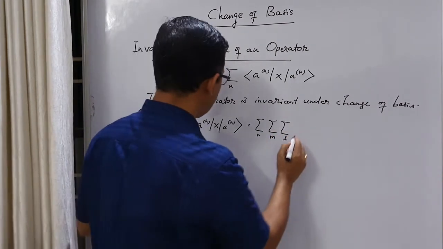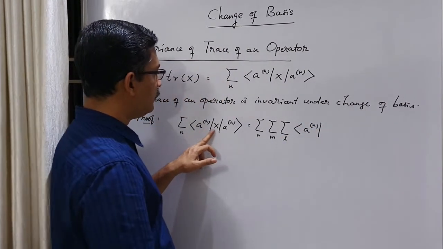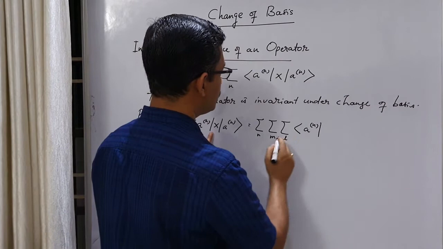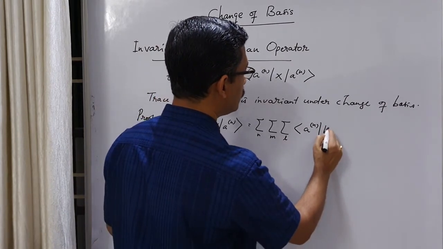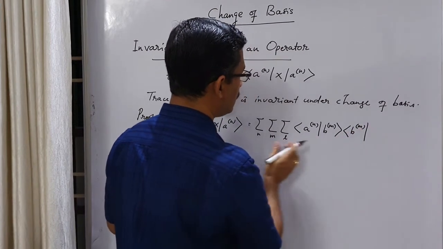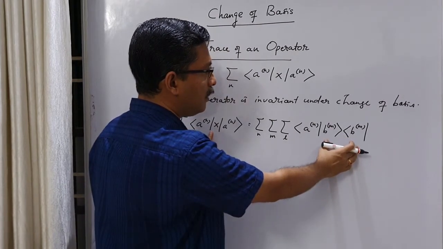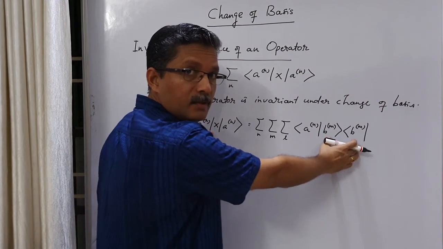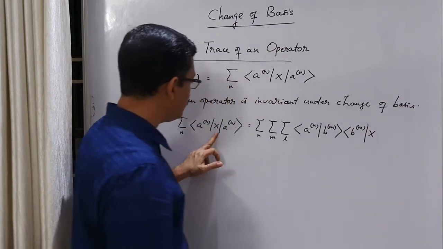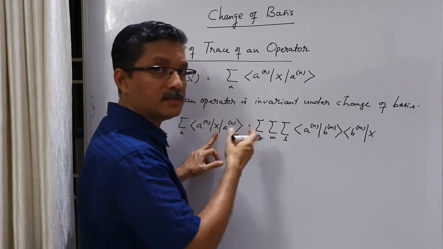Okay. So we have this bra vector an, and there will be identity on both sides of x. For the identity on the left side, let me use, let us say, m. So sum over m, ket bm bra vector bm. This is equal to identity because of the completeness of the new basis. And then there is the x operator, and there is an identity on the right side also, just like we have done in the previous situation.